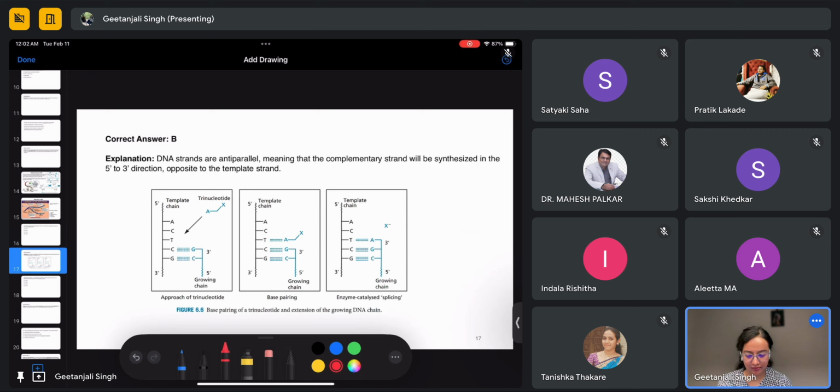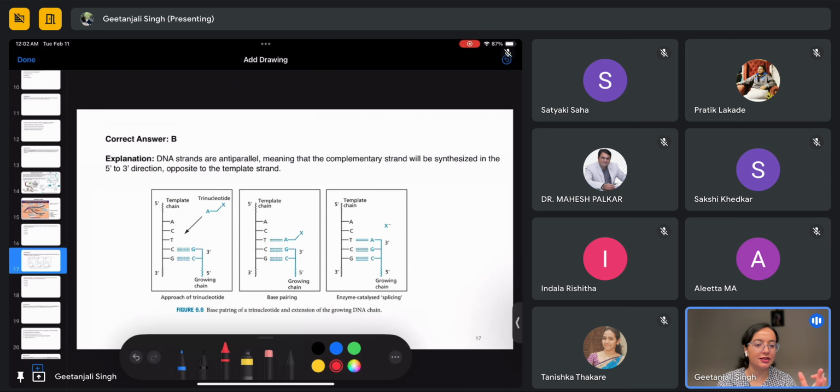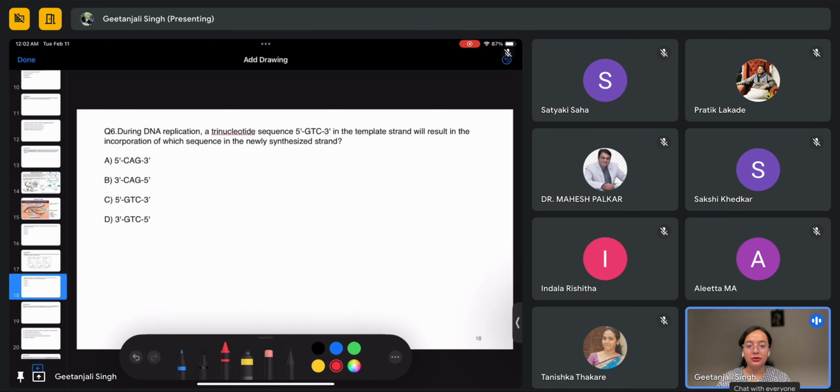So the correct answer is obviously, which was the correct answer? 3' ATG 5'. That's B. Because again, the complementary nature of DNA and everything. Would you like me to explain this answer or should we just move forward? Okay, perfect. So this again employs the concept of complementarity of bases. Let's go to the next question.